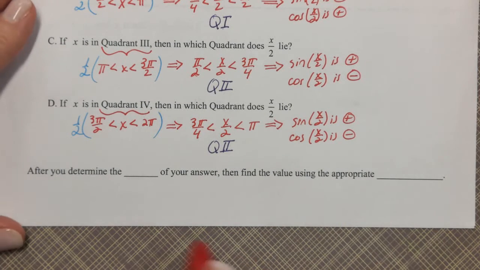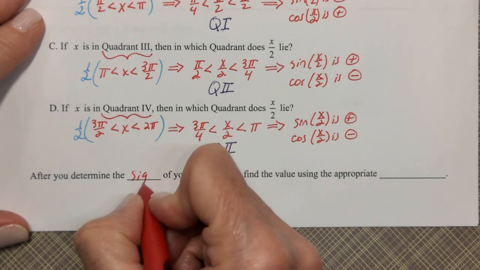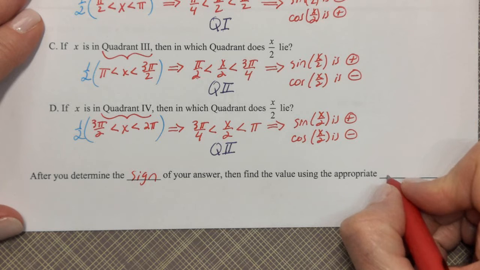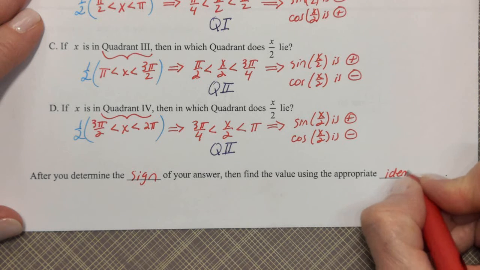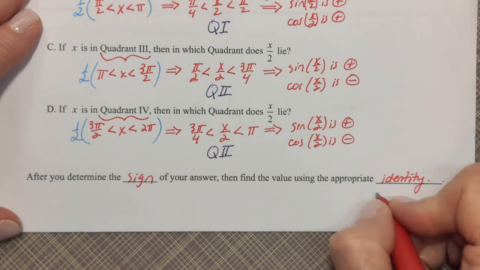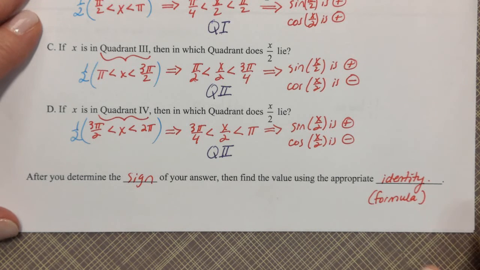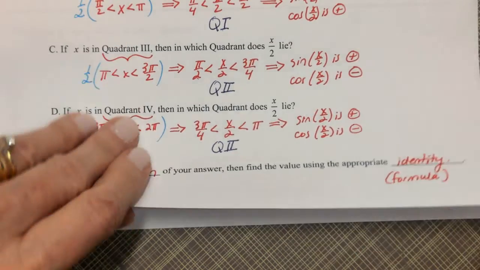After you determine the sine of your answer, then find the value using the proper formula or identity, whichever way you want to think of it. Okay? All right, let's look at some examples.